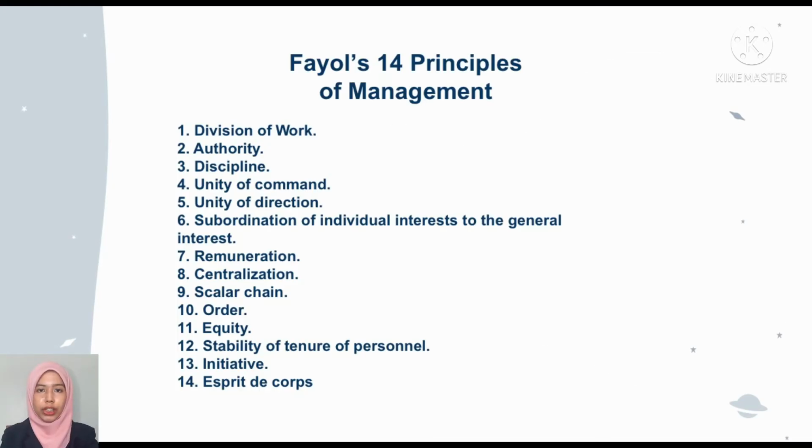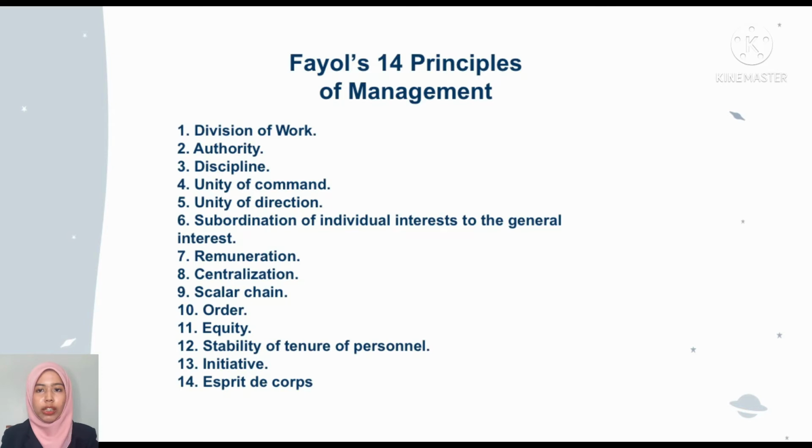The first is division of work. Task specialization is meant to increase productivity, where each person gets tasks that they are good at. The second is authority. In other words, a manager is entitled to give orders. The third is discipline. Employees must obey and respect the rules that govern the organization. Fourth, managers should pursue unity of command. In other words, an employee should receive orders from one supervisor only.